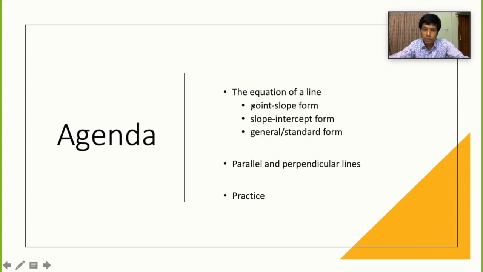So, we have different forms, as you can see: point slope form, slope intercept form, general or standard form. So we have these forms of the equation of a straight line. It means the equation of a straight line can be written in these three different forms. Okay, three different forms. Then we'll discuss parallel and perpendicular lines. And these three different forms are coming up.